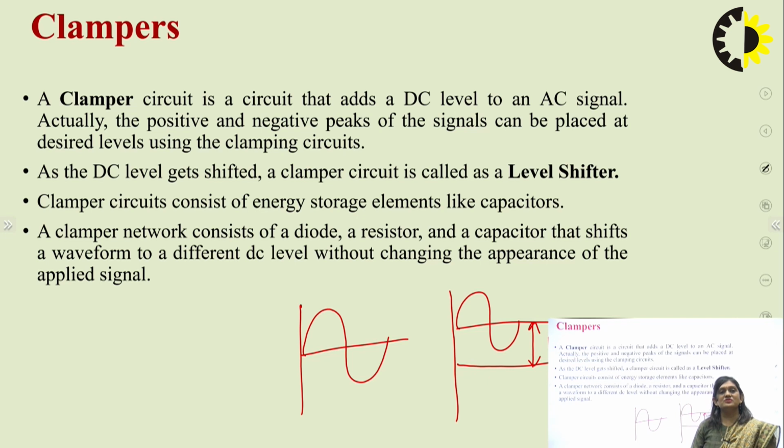Clamper circuits consist of energy storage elements like a capacitor, and they also consist of a diode and a resistor, and it may be a series clamper or it may be a parallel clamper.